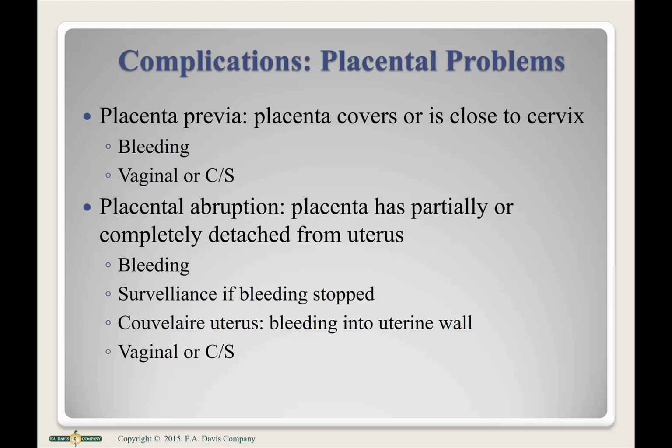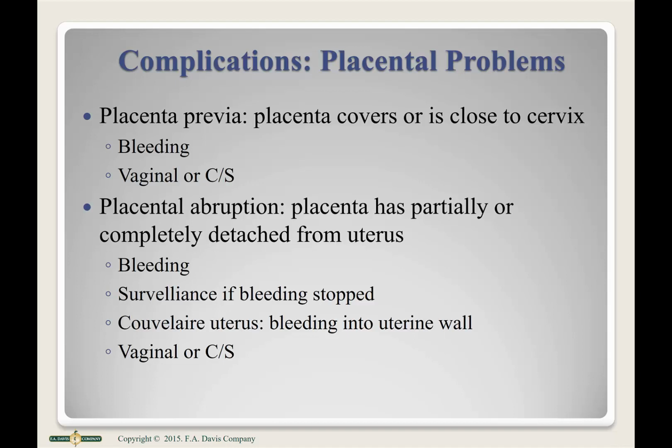Okay. So depending on where that placenta is in relation to that cervix, some are completely covering the cervix. Some placentas are just down there low, close to the cervix. And so sometimes women can deliver vaginally with a placenta previa if it's just a low-lying placenta. But if it's covering the cervix, she can't deliver vaginally. She needs a C-section.